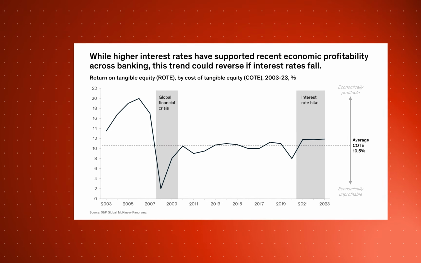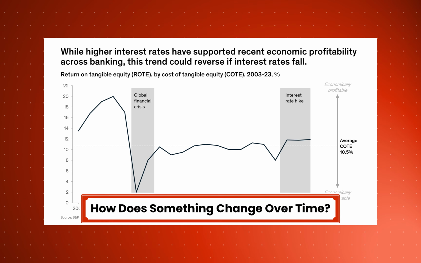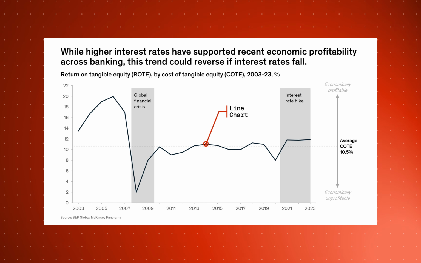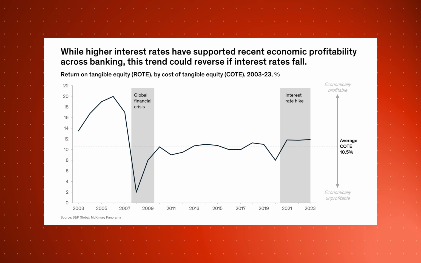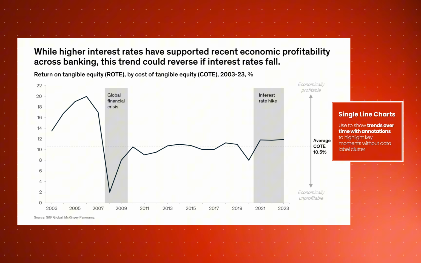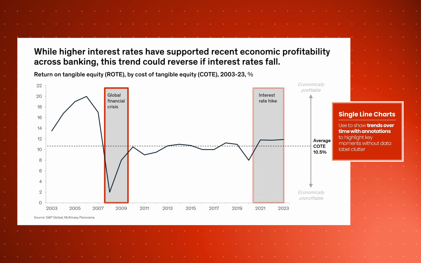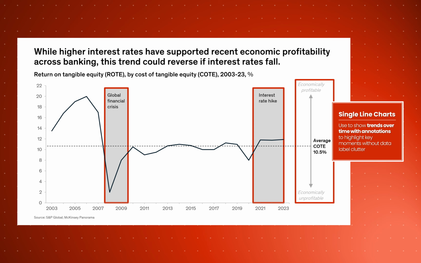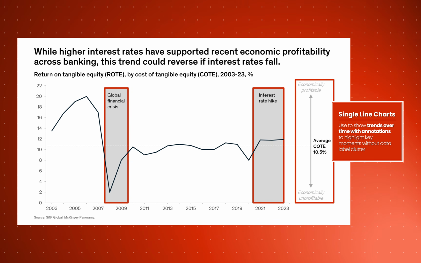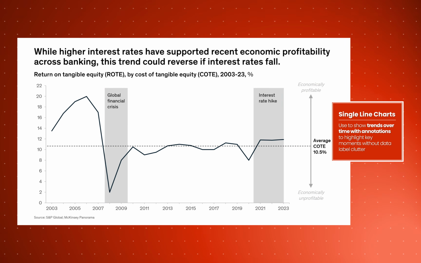Moving on to the next effective chart type, the line chart, which answers the question, how does something change over time? Nothing beats a line for showing trends, momentum, and direction. For example, in this data slide from McKinsey, a single line chart is used to show banking sector profitability over 2 decades. What makes it most effective is the use of contextual annotations to show how the sector crashed during the financial crisis and has recently recovered above the profitability threshold thanks to higher interest rates, ensuring the story is clear even in the absence of data labels.